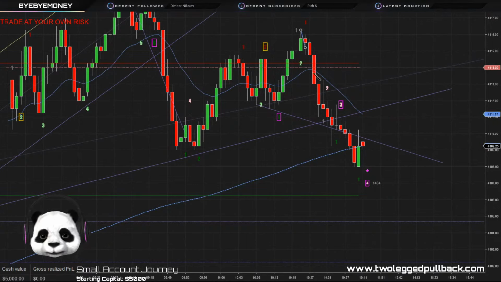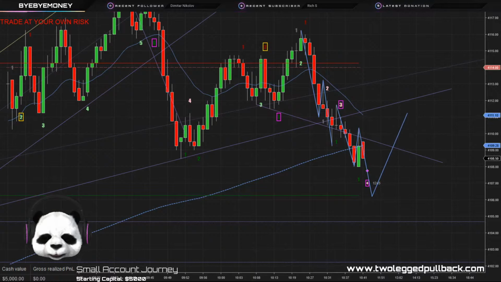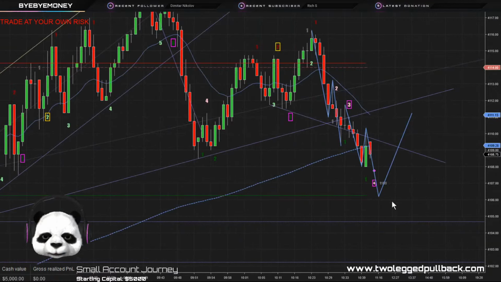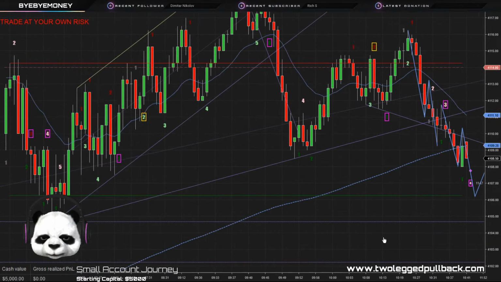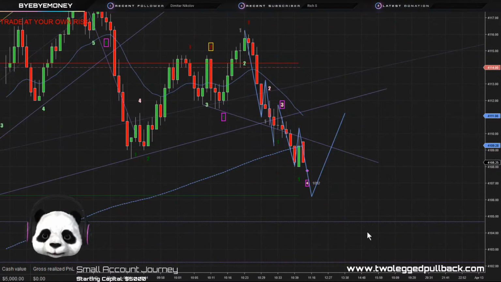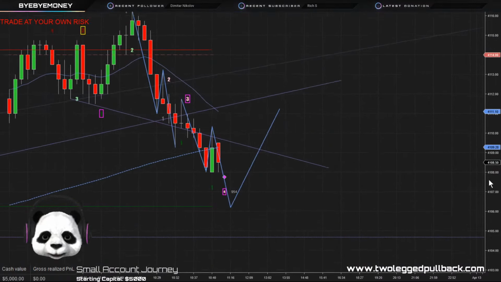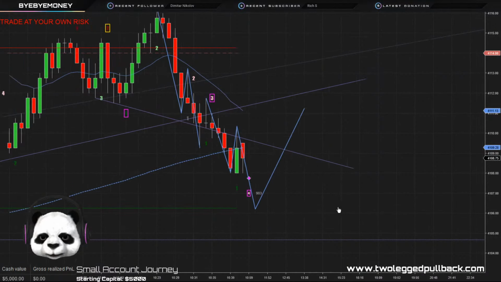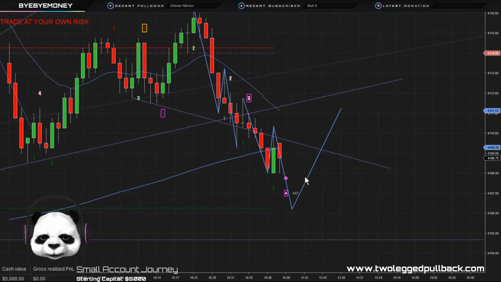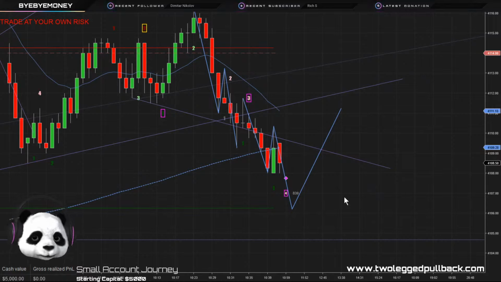H4 failure is two-legged pullbacks in a row. A, B, C. That's one two-legged pullback. A, B, C. And if we're close to my target, my key area, which is the bottom of this trading range, I'll be interested in the H4 failure. How do I know it's H4 failure? Because you have a 4 with a trap here ready to trigger. When that triggers, that next reversal is an H4 failure in a trading range. And so that's why I'd be interested. Let's see if we get it.